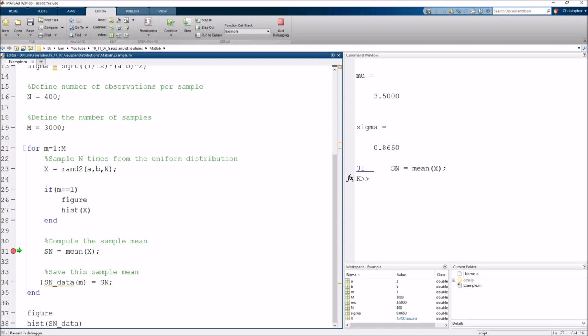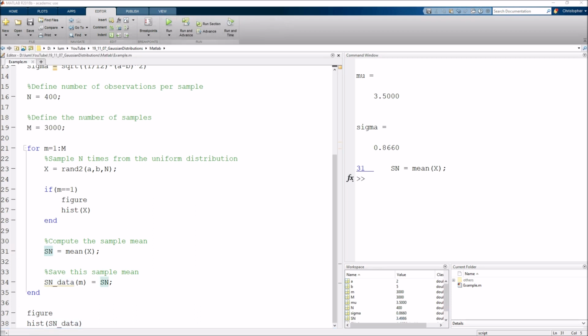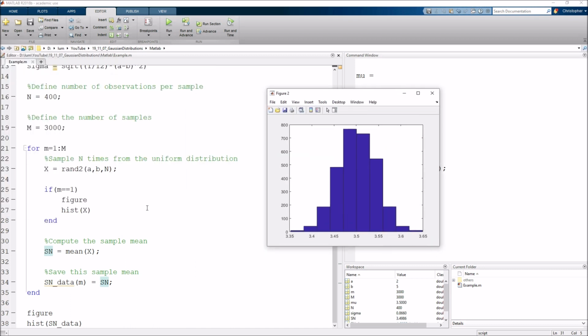Now, what's the mind-blowing part about this is if I repeat this 3,000 times and compute the mean each time, and then I histogram all of the means, look at this. Let me take out the breakpoint, run, and continue. This is what we end up with. That sure looks like a Gaussian to me.